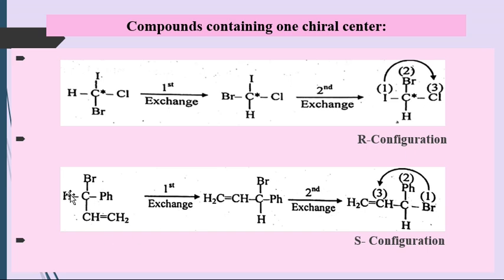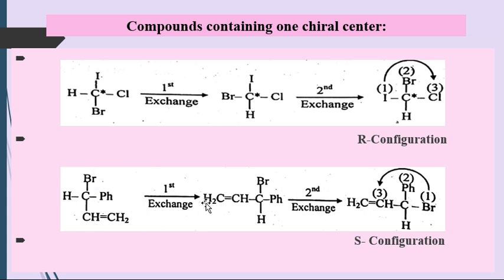Then the next example: hydrogen, phenyl, bromine, and a carbon-carbon double bond. Priority wise, bromine is first, second is phenyl, third is this carbon-carbon double bond, because here in phenyl this carbon is attached to three others, and here this carbon is attached to only two carbons, and here is hydrogen. Therefore first, second priority, third, fourth.